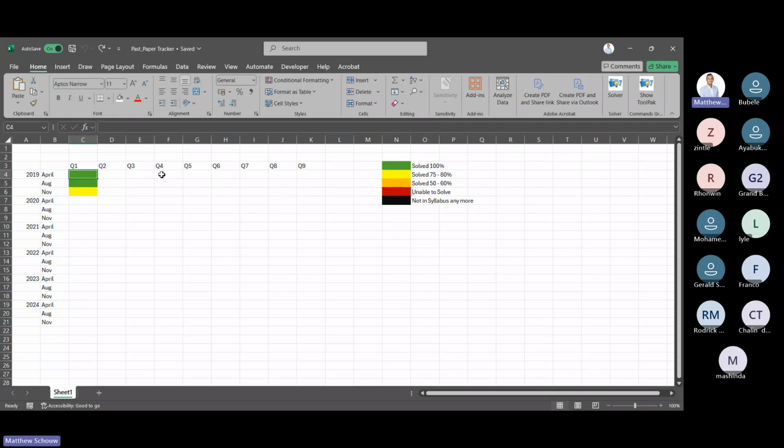You attempt the first question, you see how it goes for April 2019, and if you can solve it, you gooi a green, right? If you get most of it, but not all of it, you gooi a yellow. If you get 50% to 60, you put that there. So let's say you do that one.